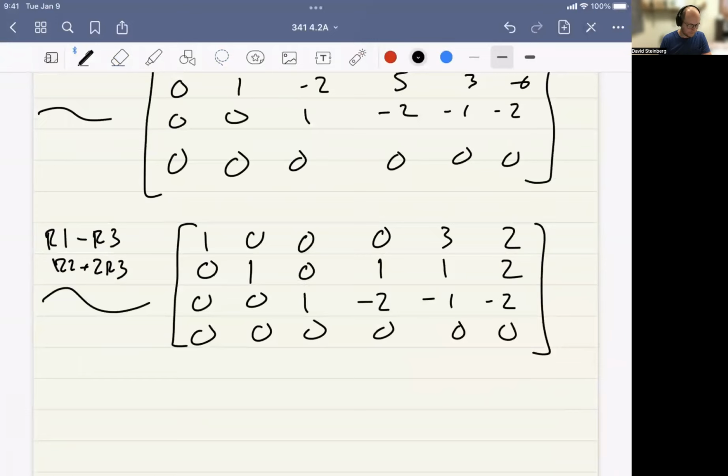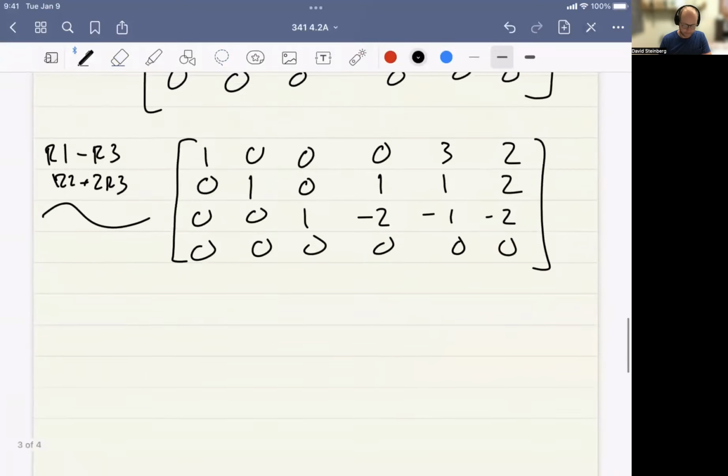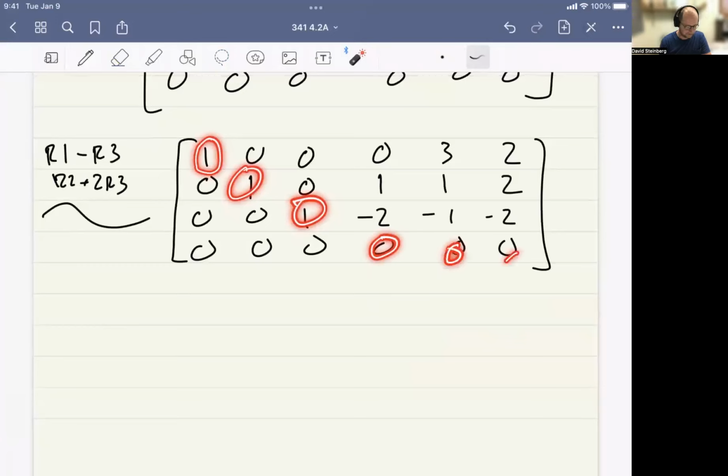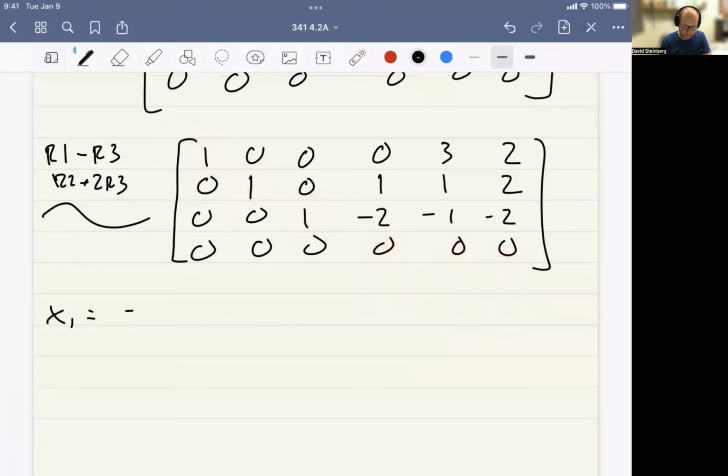Okay. So what? Always a good question. So now we've got, it looks like x1, x2, and x3 are all bound. x4, x5, and x6 are all free. So we're going to get x1 is equal to minus 3x5 minus 2x6.